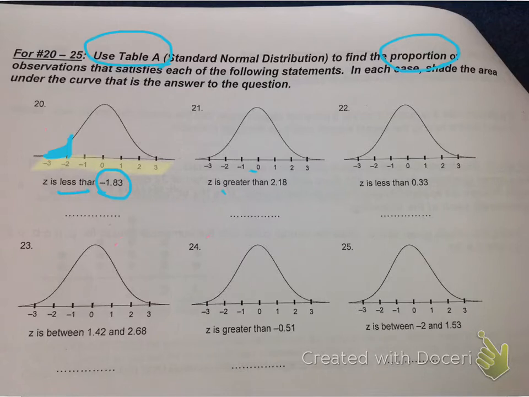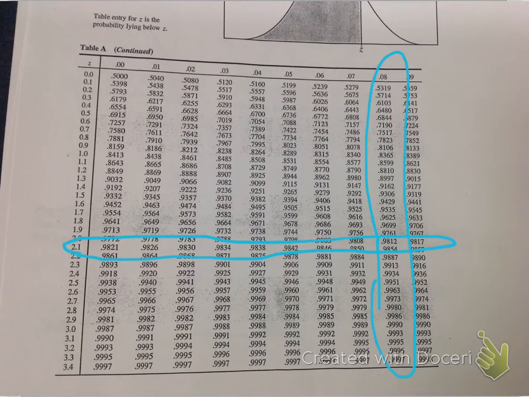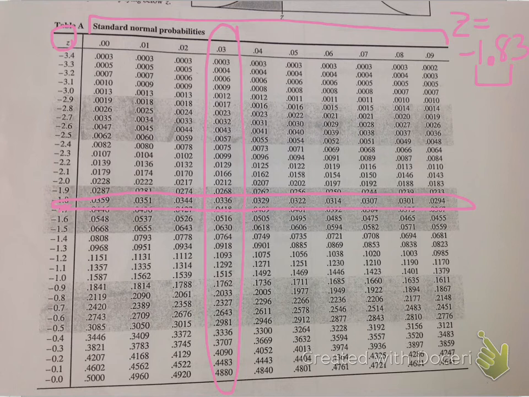The sub should have given you this Table A, and if the sub didn't, you ask for it because it was on my desk. Now, on Table A, z is equal to -1.83. I'm going to erase this. I tried it earlier and it cut me out of it, so just give me a second here.